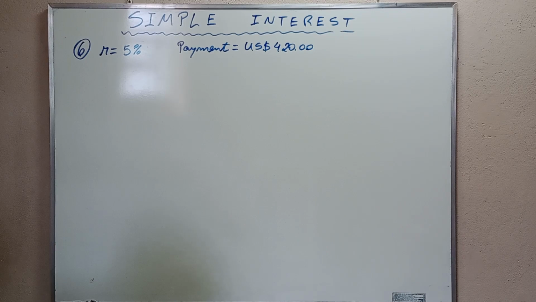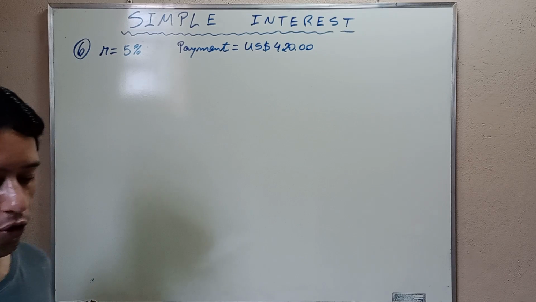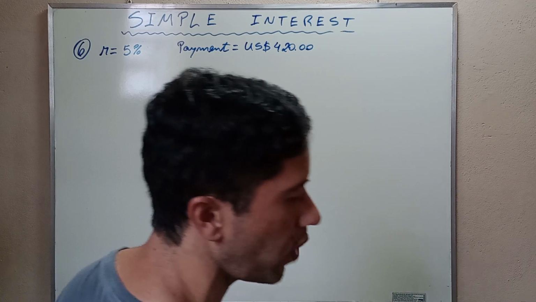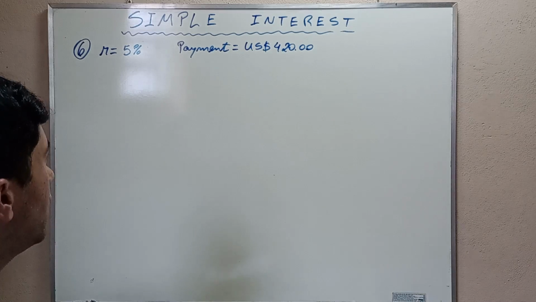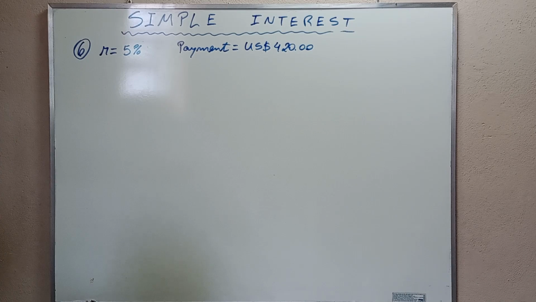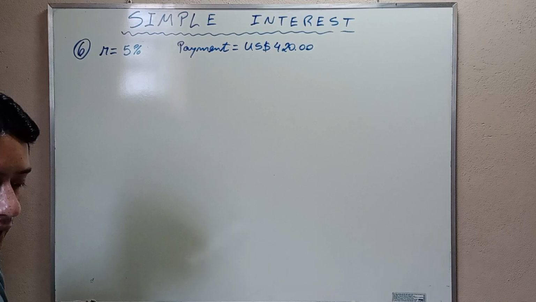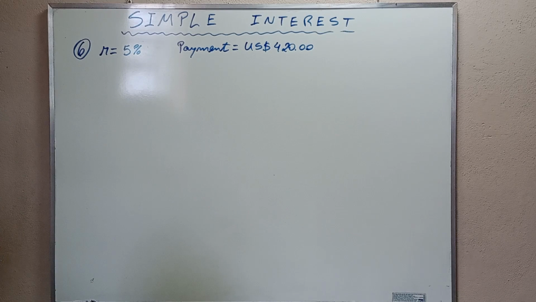Alright, my friends, let's go to the last question. Question number 6. Rachel paid an overdue bill with a 5% interest charge, resulting in a total payment of $420. Had she paid the bill on the due date, how much would she have saved? Okay, my friends, this is the question. Let's go to the solution. But before going to the solution, let's review the information that the exercise provided. The exercise says that Rachel paid an overdue bill with 5% of interest, resulting in a total payment of $420. And the question is, had she paid the bill on the due date, how much would she have saved? Okay, this is the question.